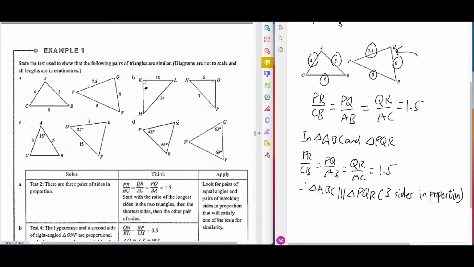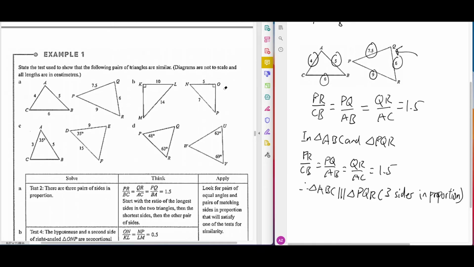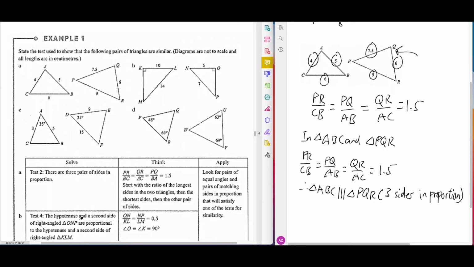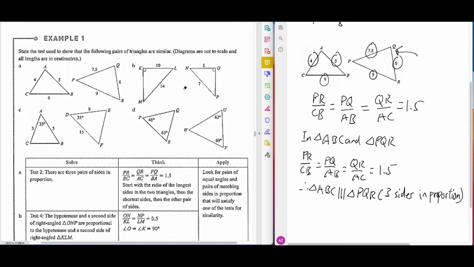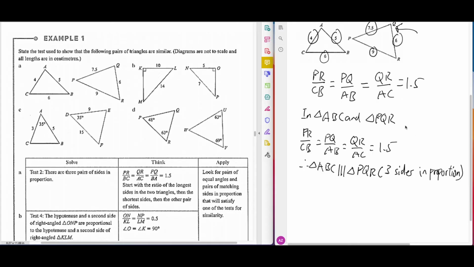The second one is, you have these two triangles, okay? It says the hypotenuse and the second side of a right angle triangle are proportional to the hypotenuse and the second side of the other right angle triangle. So what that means is this. The ratio of the hypotenuses is equal to 14/7, and the ratio of two of the sides is also equal to 10/5. That's also equal to 2, right? So you can kind of think of this as the RHS equivalent, but in similarity terms.